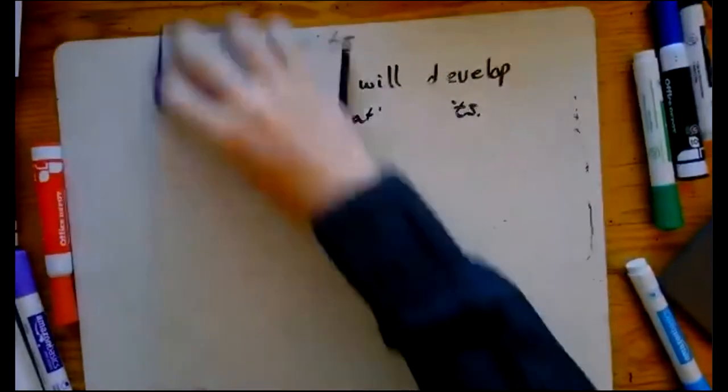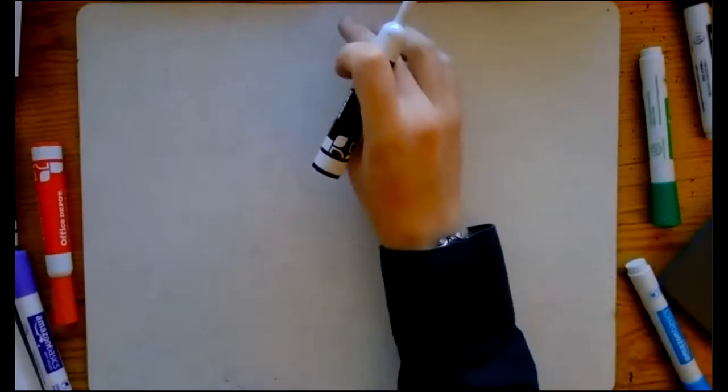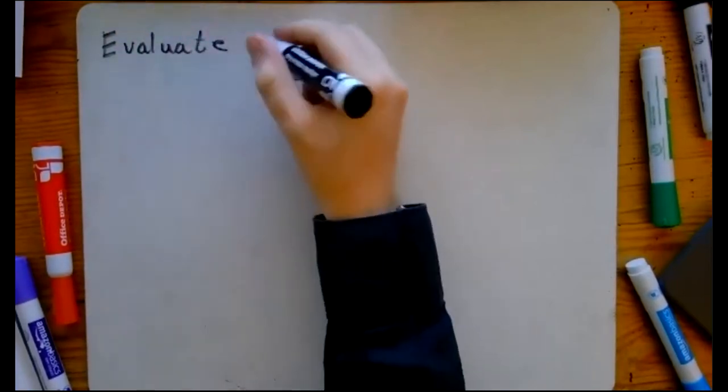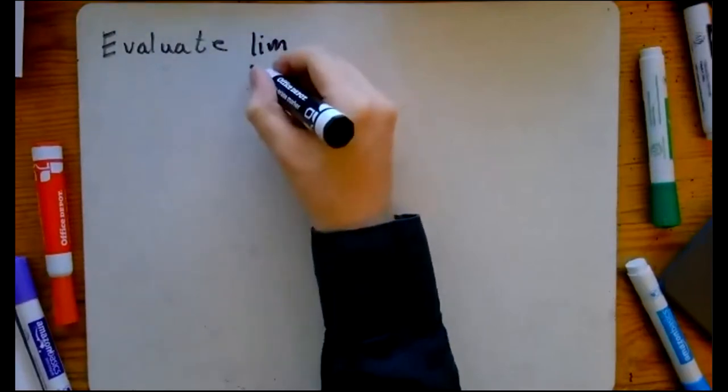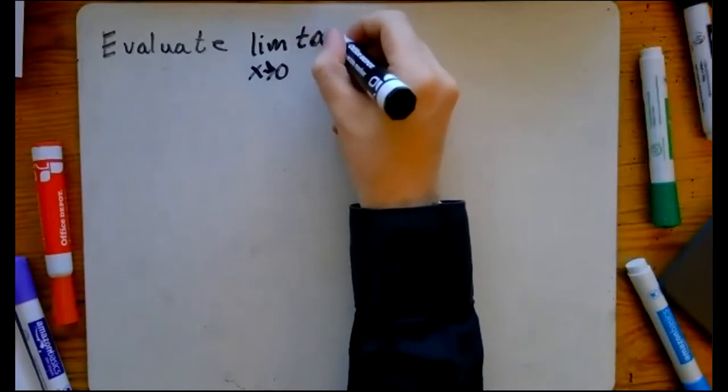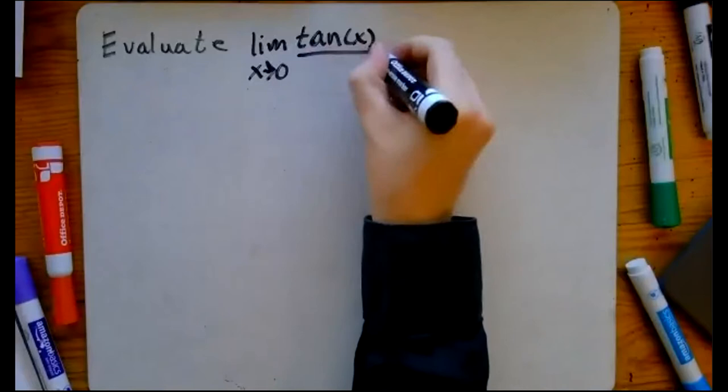Okay, so we're going to try one that will give us that 0 over 0, but where factoring won't work. You'll need to use one of those other methods. It means that we're going to have to remember some trigonometry, oh no. Let's evaluate the limit as x approaches 0 of tan of x divided by x.